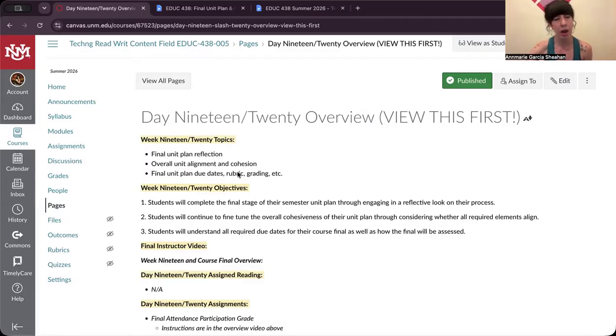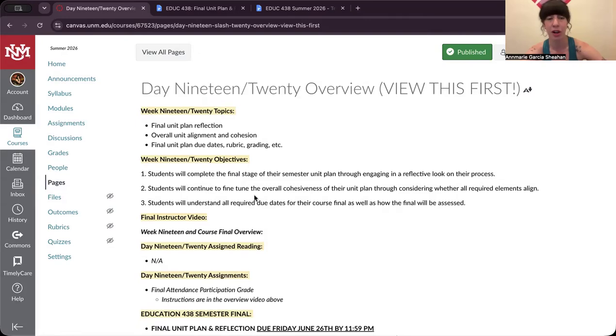What I want you to work on over the next couple of days is your final unit plan reflection, which I'm going to describe in a sec, and then thinking about your overall unit alignment and cohesion. So continuing that fine-tuning process that you have been working on for the last 3 weeks since we turned in the first stage of this unit plan. I'll talk about the rubric, I'll talk about how I'm going to grade these, all that good stuff.